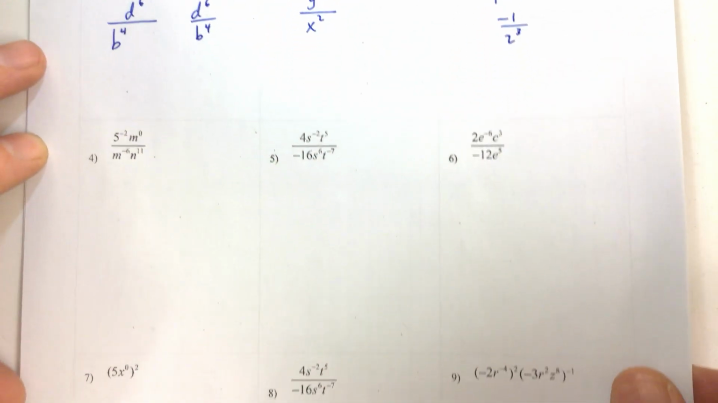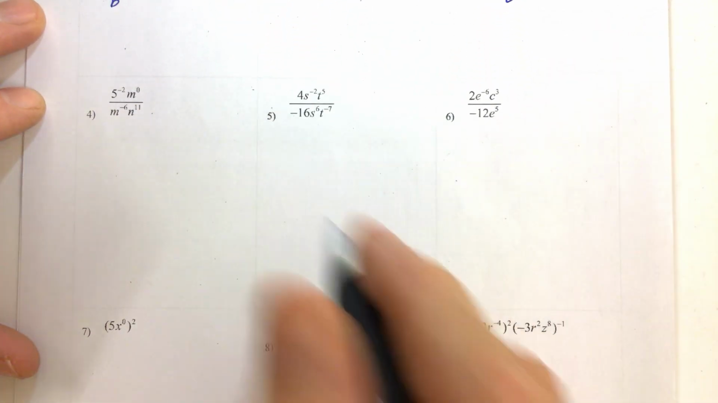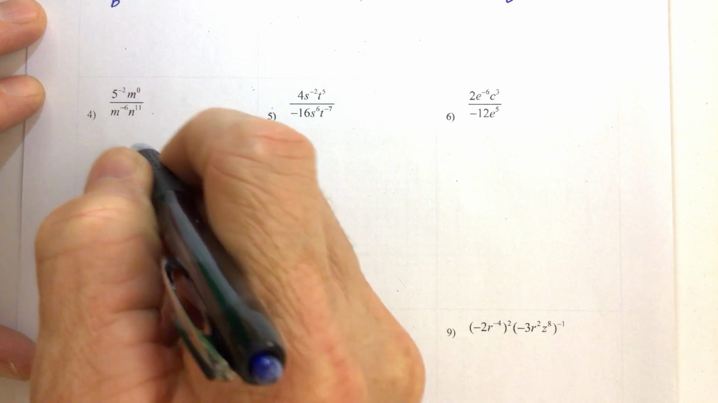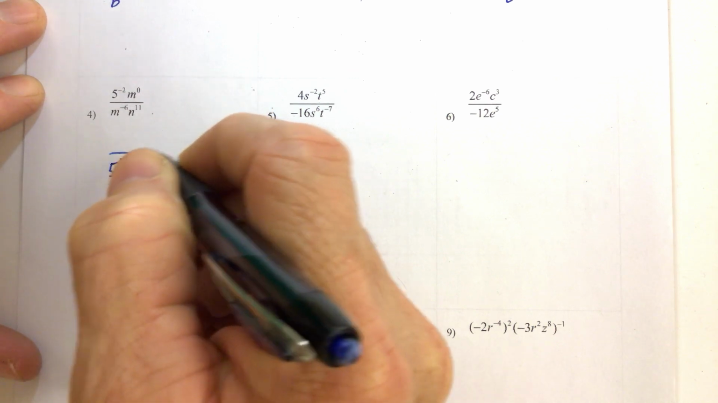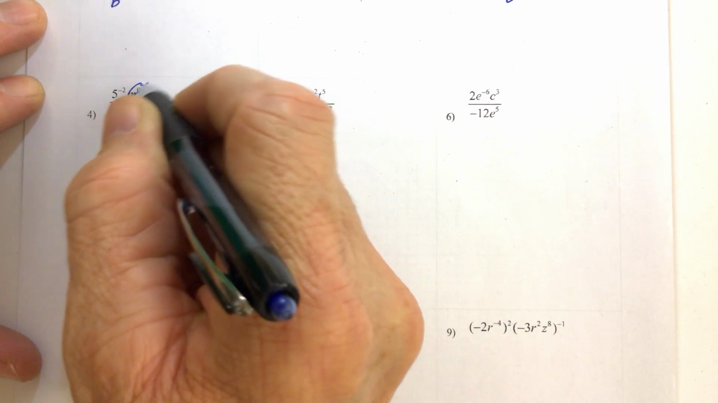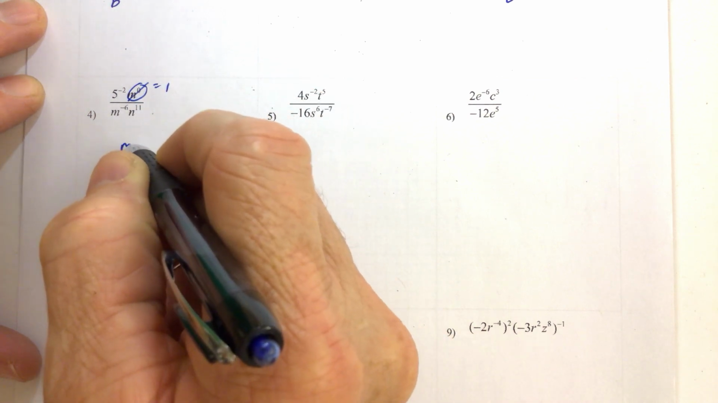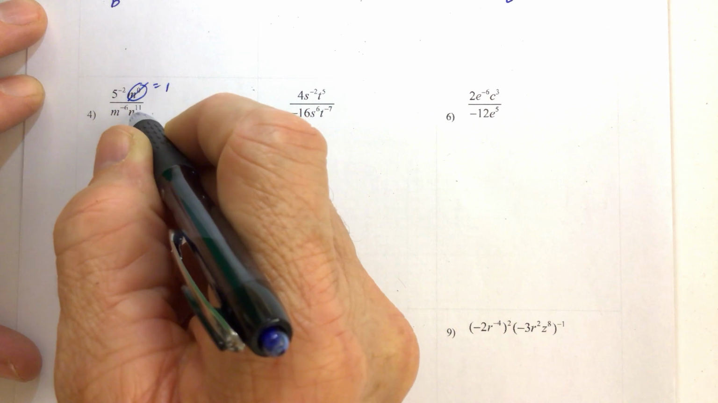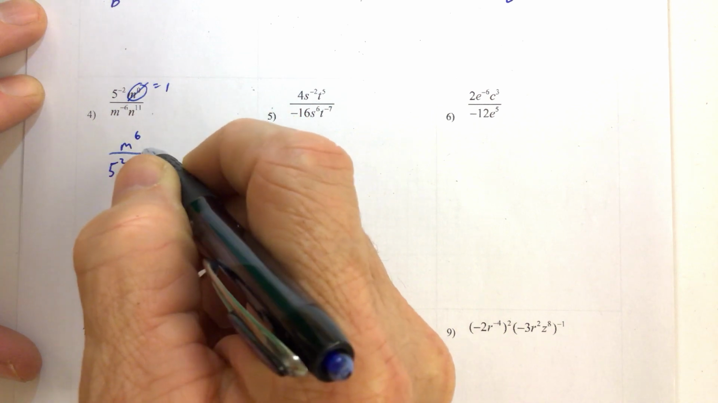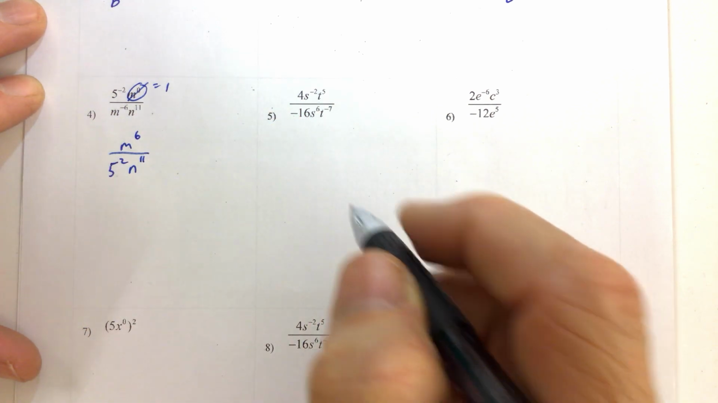All right, so then number 4, negative exponent on the top means positive exponent on the bottom. 0 exponent means 1. Negative exponent on the bottom means a positive exponent on the top, and a positive exponent on the bottom means it stays right there.